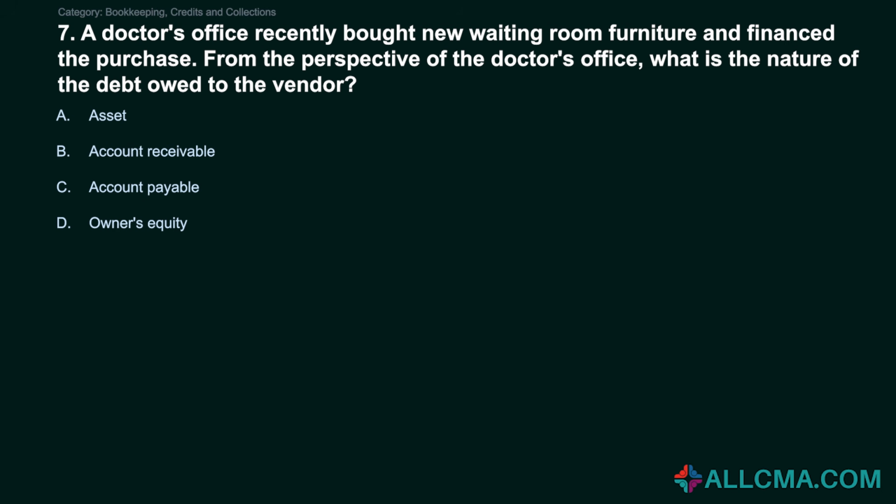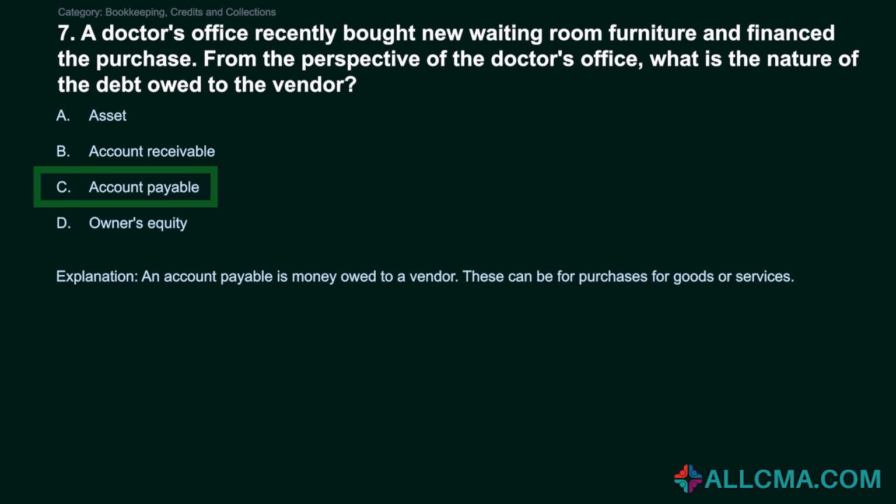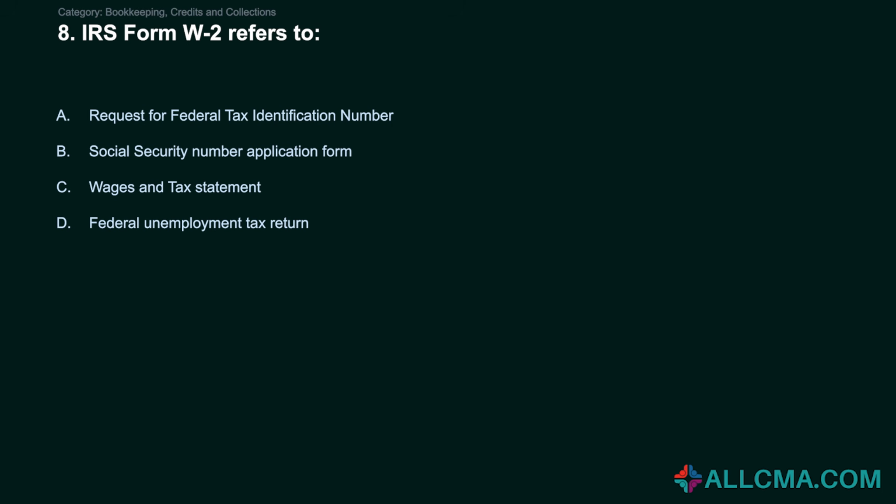7. A doctor's office recently bought new waiting room furniture and financed the purchase. From the perspective of the doctor's office, what is the nature of the debt owed to the vendor? A. Asset. B. Account receivable. C. Account payable. D. Owner's equity. Correct answer: C. Account payable. An account payable is money owed to a vendor. These can be for purchases for goods or services.